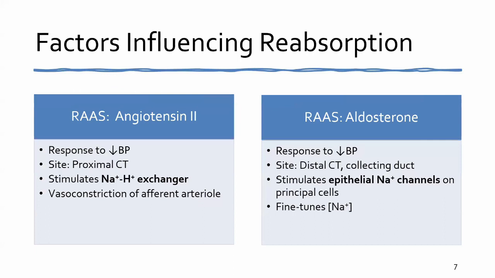This first group is the factors influencing reabsorption of sodium. The first is the renin-angiotensin-aldosterone system, which is activated in response to low blood pressure. Angiotensin 2 acts at the proximal convoluted tubule, where it stimulates the sodium-hydrogen exchanger, so sodium is reabsorbed in exchange for hydrogen being excreted. It also causes vasoconstriction of the afferent arteriole, which leads to less filtrate.